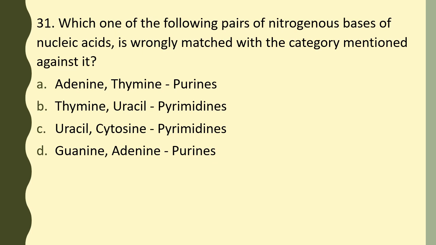Question number 31. Which one of the following pairs of nitrogenous bases of nucleic acid is wrongly matched with the category mentioned against it? Adenine, thymine, purines. Thymine, uracil, pyrimidine. Uracil, cytosine, pyrimidine. Guanine, adenine, purine. You have to mark which is wrongly matched. The answer is option A, adenine and thymine. Adenine is a purine whereas thymine is a pyrimidine.